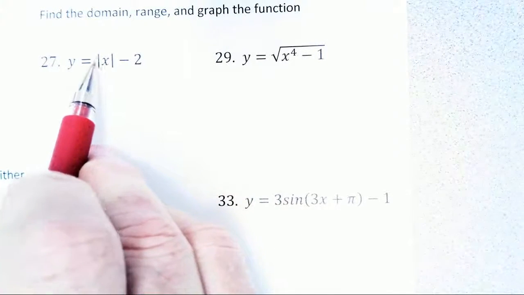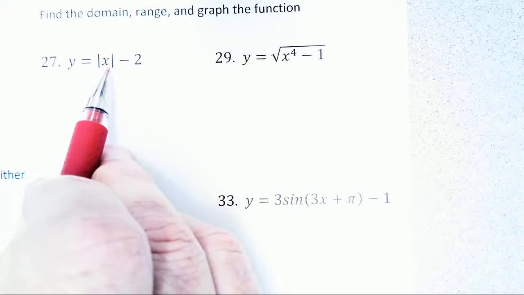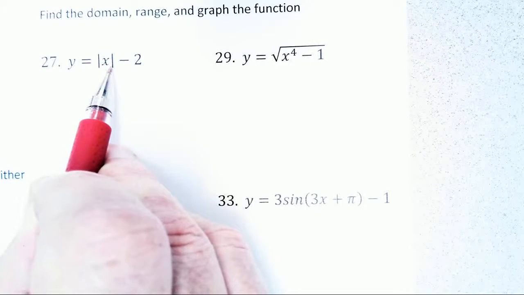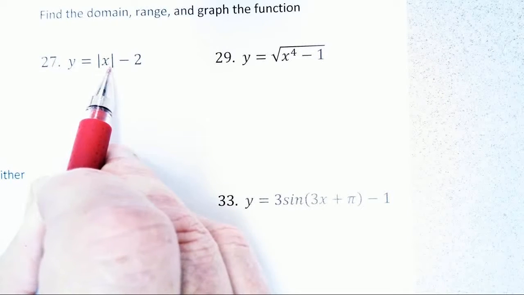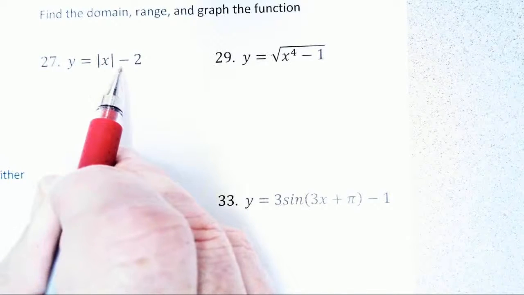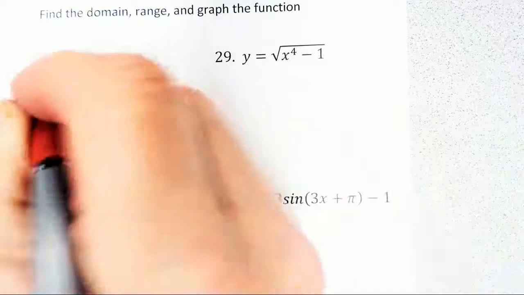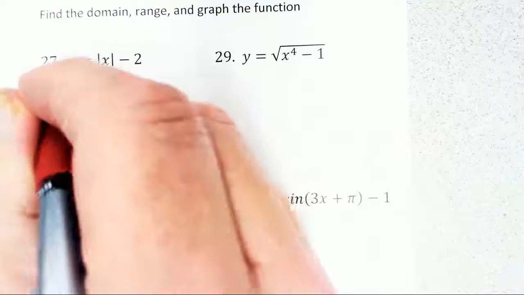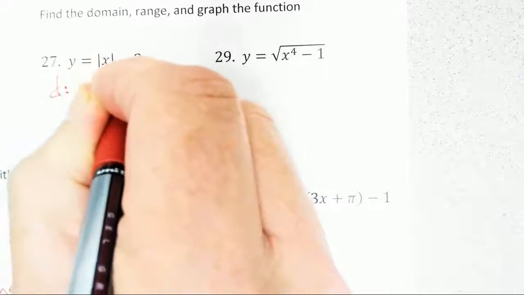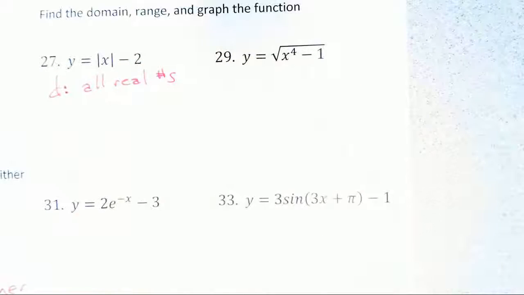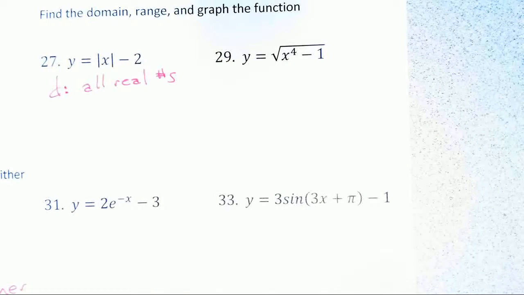Can I take the absolute value of any number I want? Can I take the absolute value of a positive? Can I take the absolute value of a negative? Can I take the absolute value of 0? And the answer to all of those is yes. Next, can I subtract 2 from any number I want? Of course I can. Therefore, my domain is all real numbers.